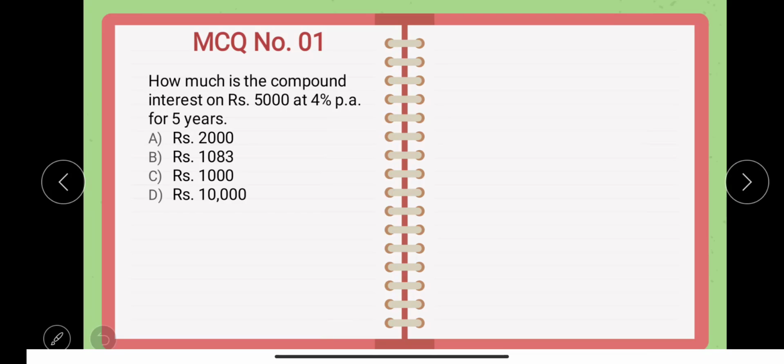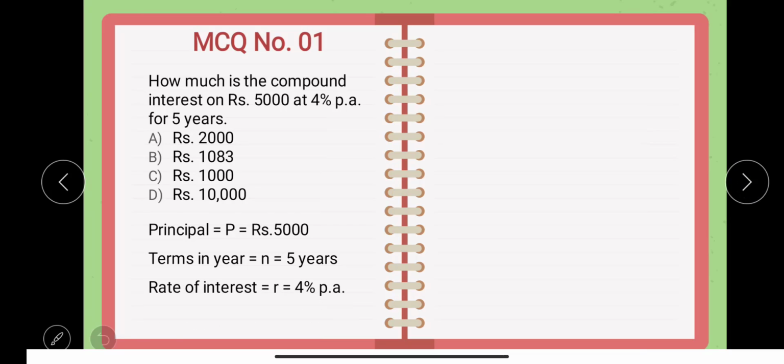So basically in this example what is given? Principal is rupees 5,000, term in years, it means N, is 5 years, rate of interest, which is denoted by R, is 4% per annum, and what is the question? How much is the compound interest? It means here we have to calculate the compound interest. So you can use the formula for the solution.